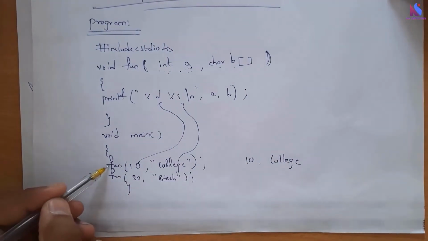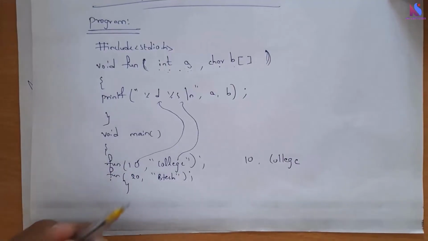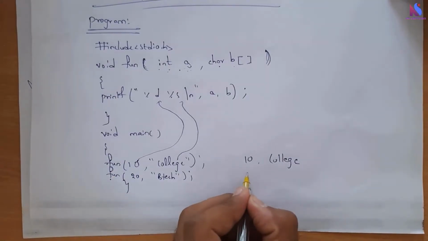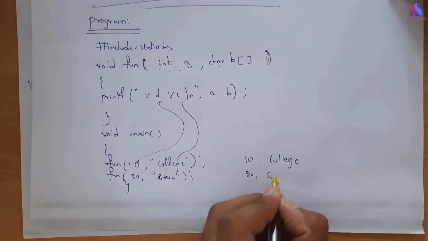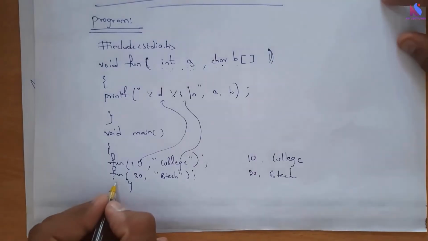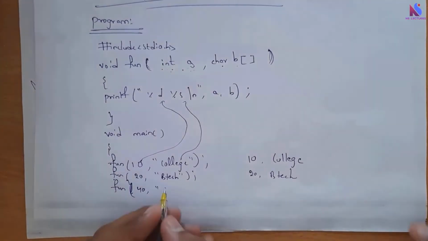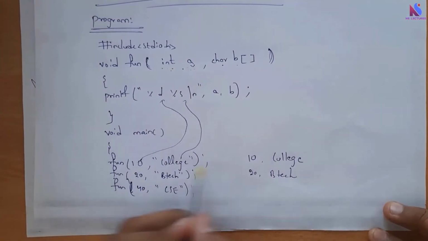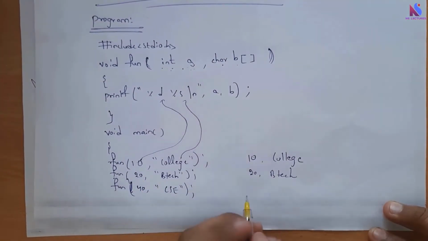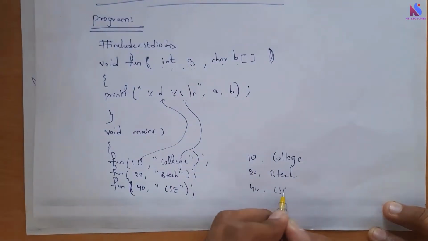So I am calling the function twice with different values. So I will get output as 20 btech. Similarly, if I call three functions, like fun(40, "csc"), I will get output as 10 college, 20 btech and 40 csc. This is my output.